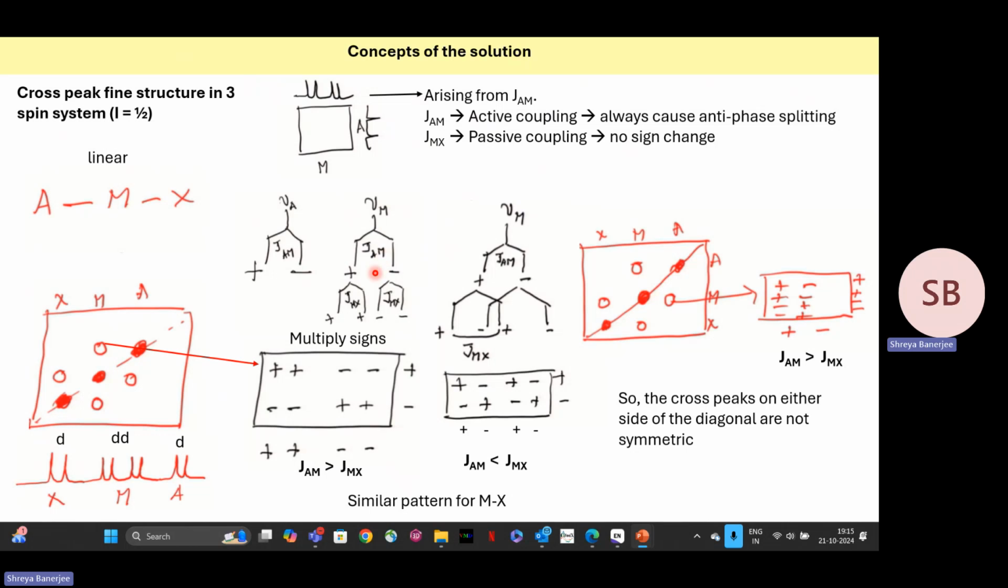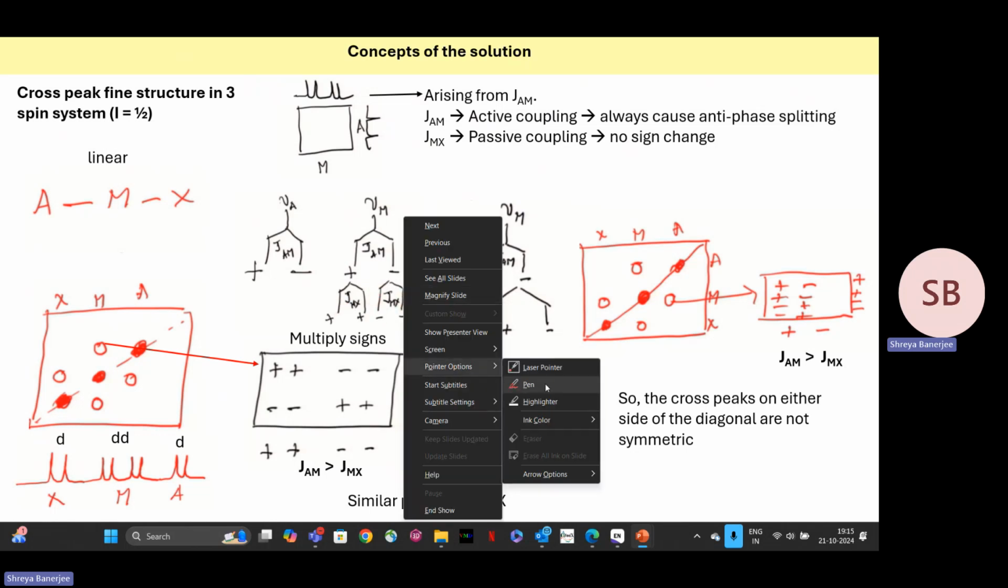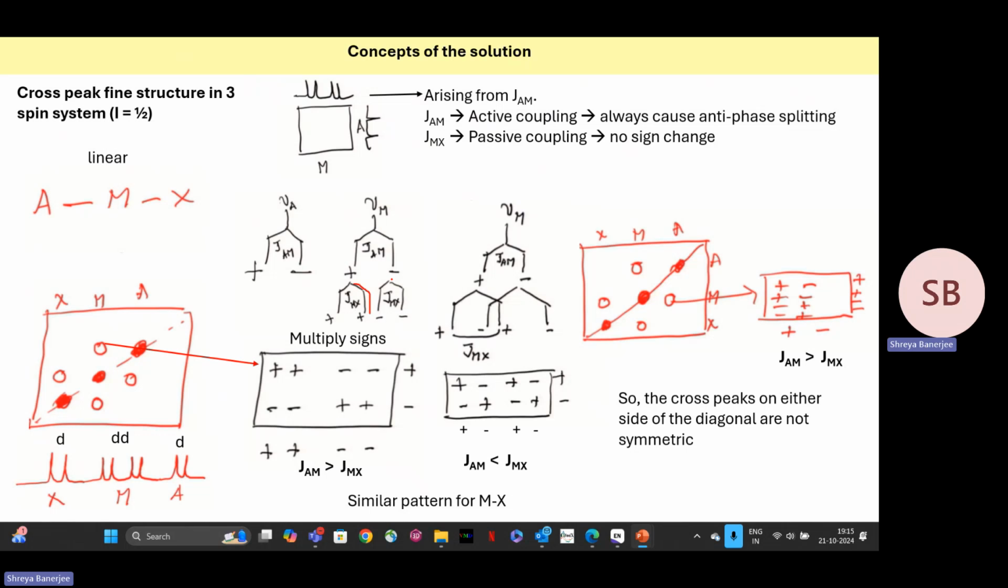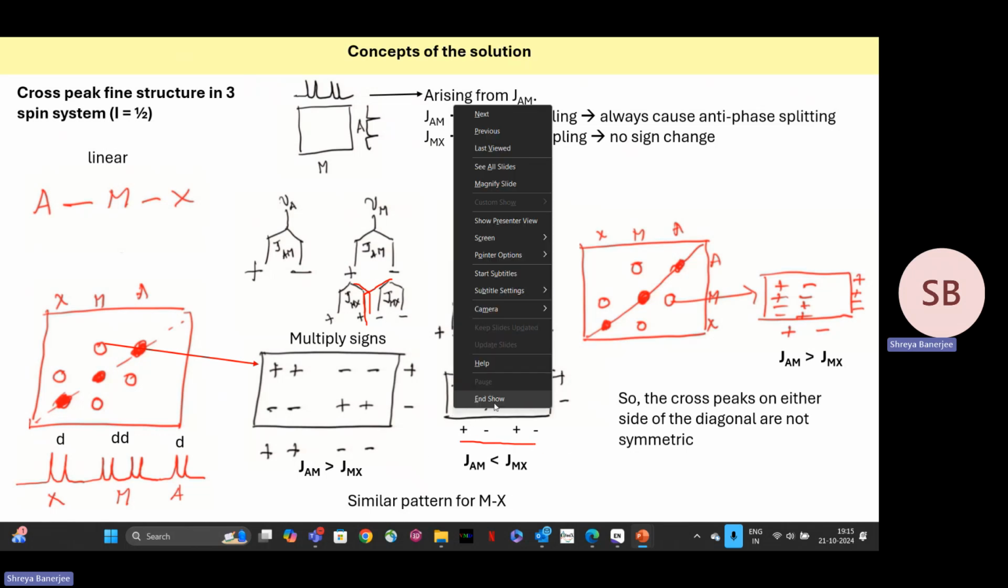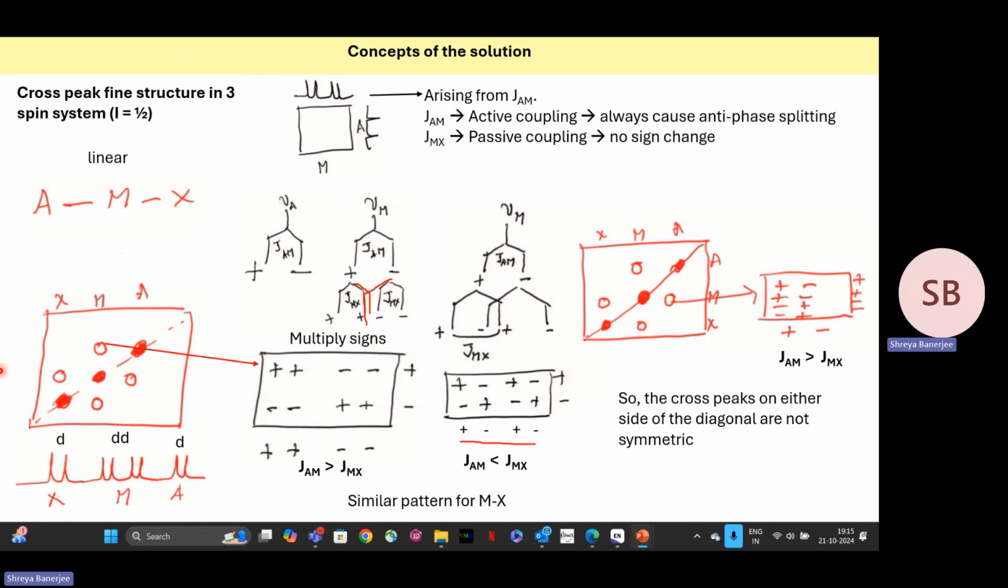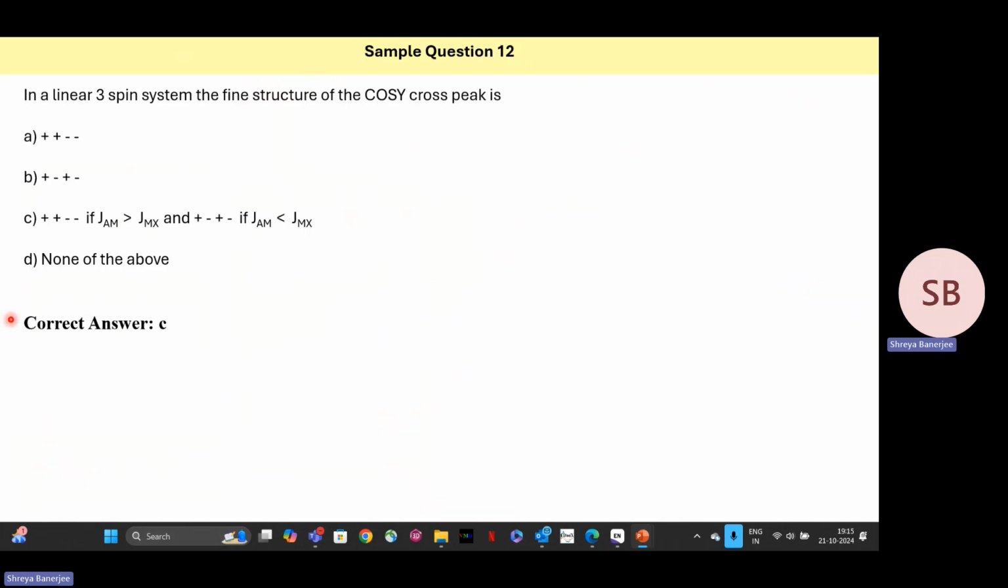But what if AM is less than MX? In that case, these two will overlap. You can see the condition here. M being split by A is giving you plus minus. But now if AM is less than MX, then these two will overlap. This will come here, this will come here. Then it will become plus minus plus minus. That is what is here. So the fine structure will change depending on the relative magnitude of AM and MX. That is what this question is asking.